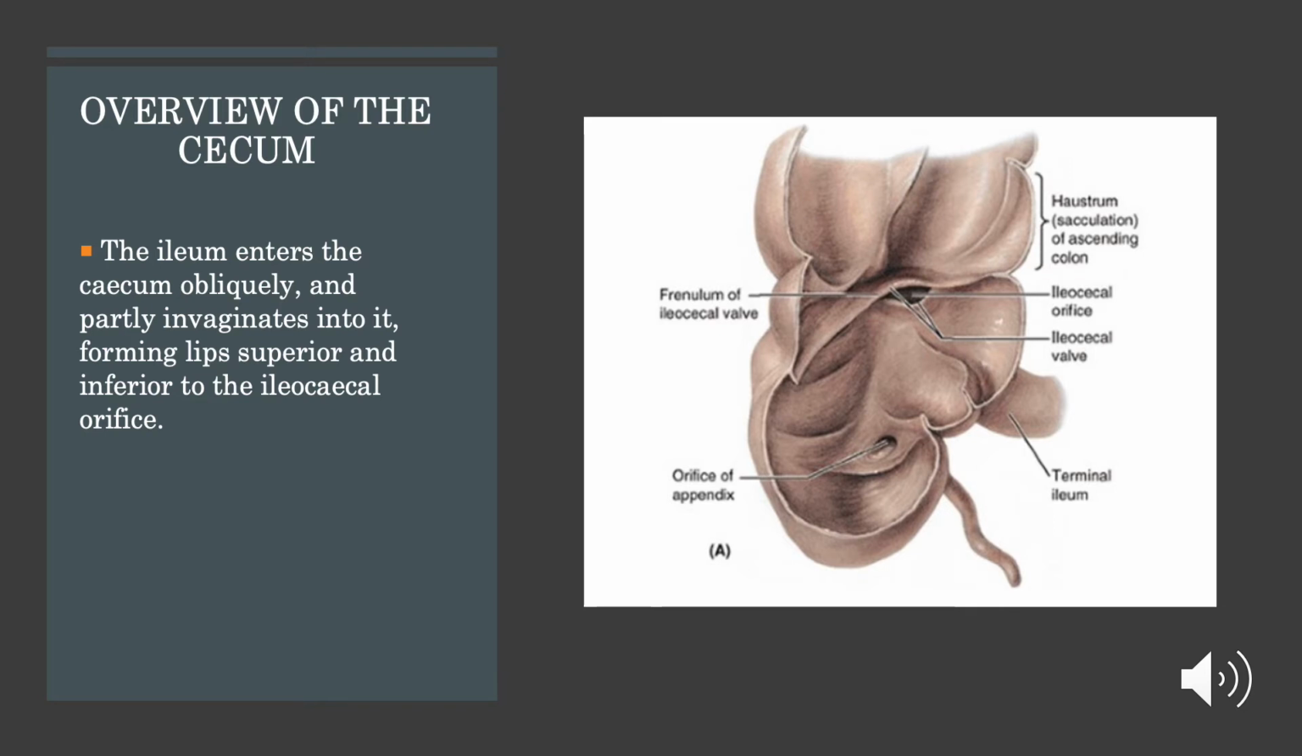As stated previously, the first aspect of the large intestine is the cecum. The ileum itself, which is the most distal part of the small intestine, enters the cecum obliquely and partly invaginates it, forming lips superior and inferior to the ileocecal orifice. These lips of the ileocecal valve meet medially and laterally to form ridges, called the frenula, of the ileocecal valve. The circular muscle itself is poorly developed, and the ileocecal valve has little sphincter action.